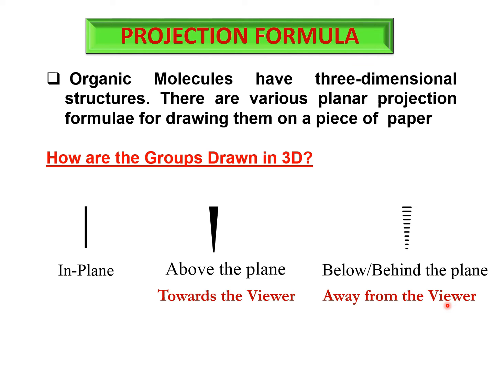So we say that it is away from the viewer. So anything that is away from the viewer is also said to be behind the plane or below the plane. So first you have to understand what these different types of bonds mean in stereochemistry. Solid line means the group is in plane. A bold wedge means it is towards the viewer, it is closer to the viewer or above the plane. And a broken line means that it is behind the plane or it is away from the viewer, in other words.